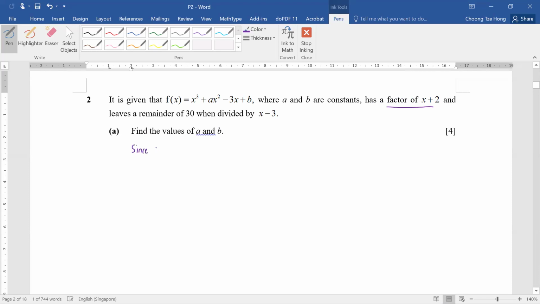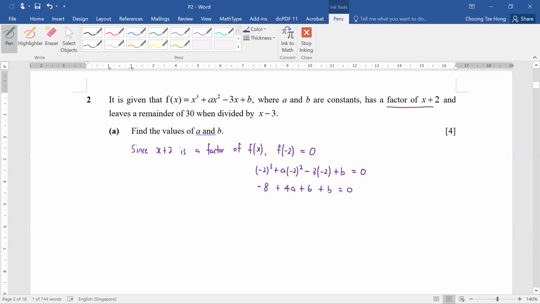Since x plus 2 is a factor of f(x), f(-2) will be equal to 0. Now we're going to sub -2 inside. So (-2) cubed plus a times (-2) squared minus 3 times (-2) plus b will give us 0. Let's do some calculation over here. So -8 plus 4a plus 6 plus b equals 0.